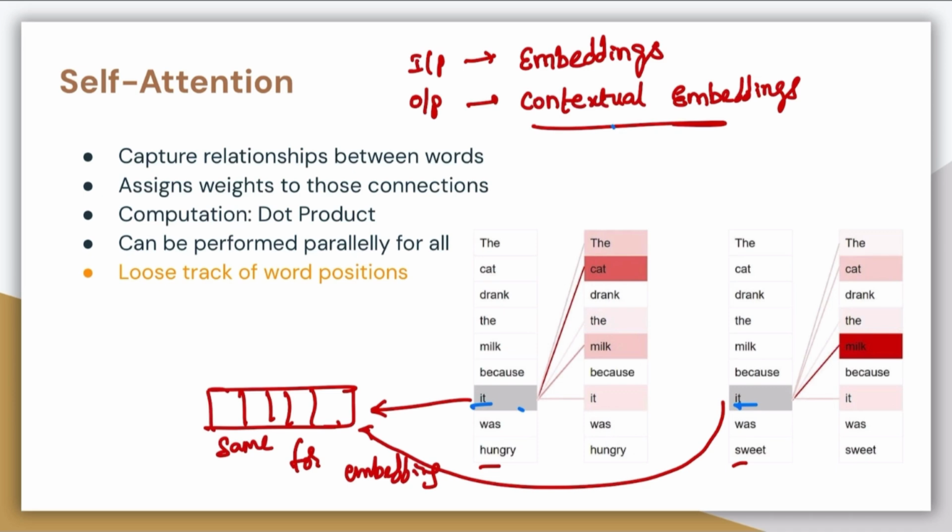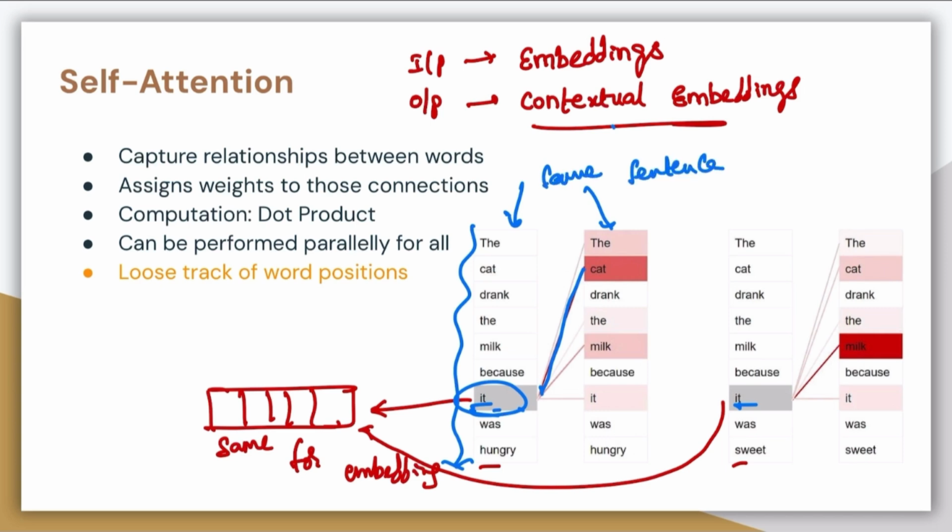Suppose it is processing "it". When processing "it", it will give weightage to all the other words in the same sentence, deciding which words are important. This red color indicates the weightage. The darker it is, the more weight it has. So it gives weightage to the relevance of that particular word with all other words in the same sentence. Remember, it is the same sentence. It is just checking the relevance of each and every word against the other existing words in the sentence.